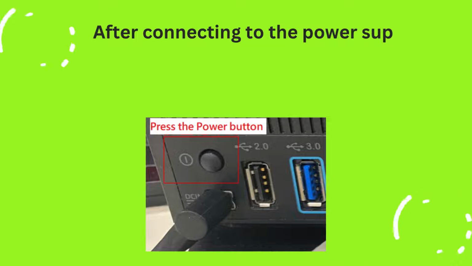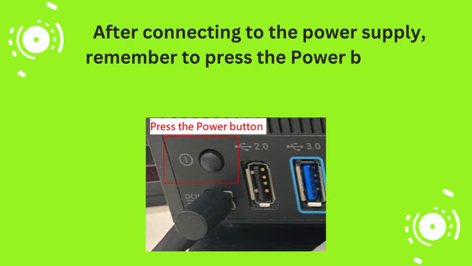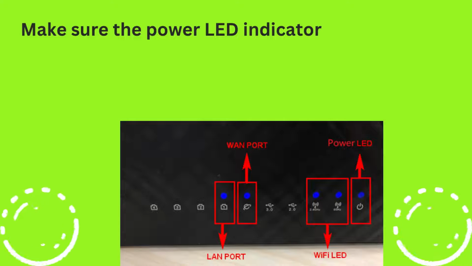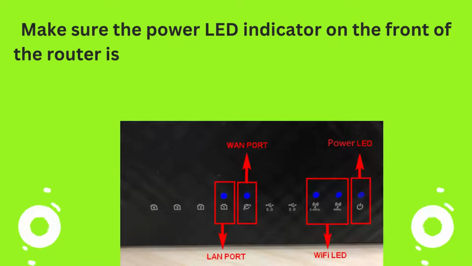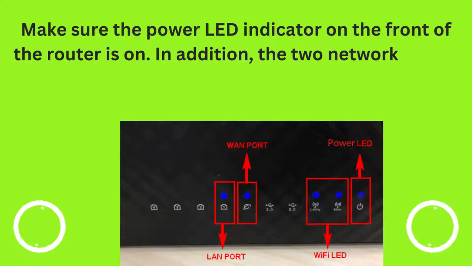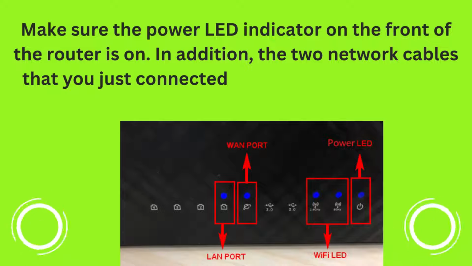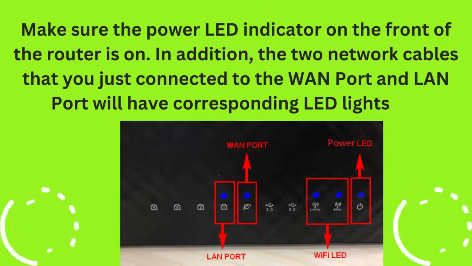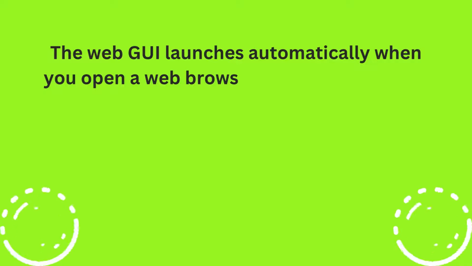After connecting to the power supply, remember to press the power button to turn on the ASUS router. Make sure the power LED indicator on the front of the router is on. In addition, the two network cables that you just connected to the WAN port and LAN port will have corresponding LED lights on. The web GUI launches automatically when you open a web browser.